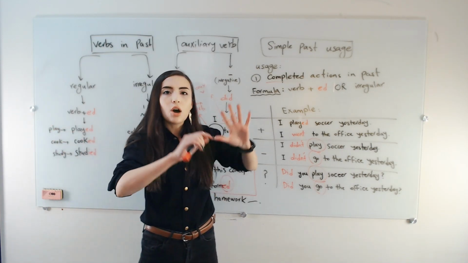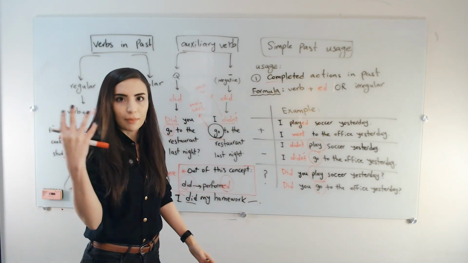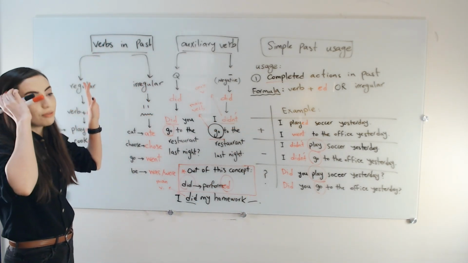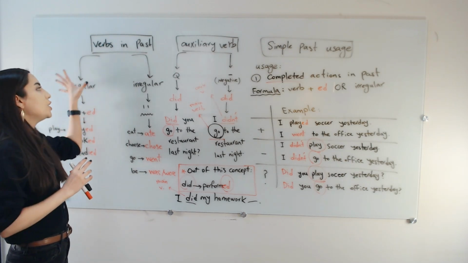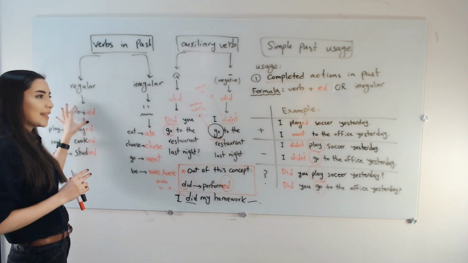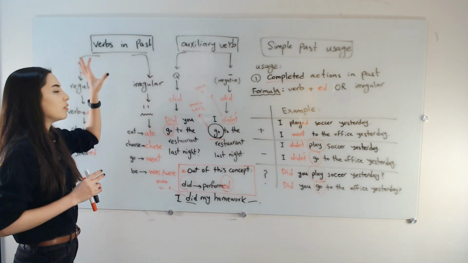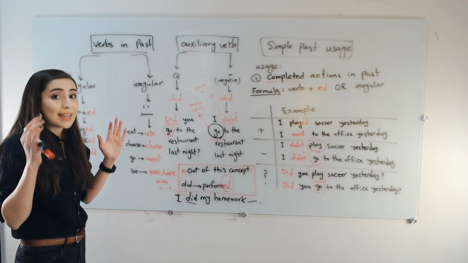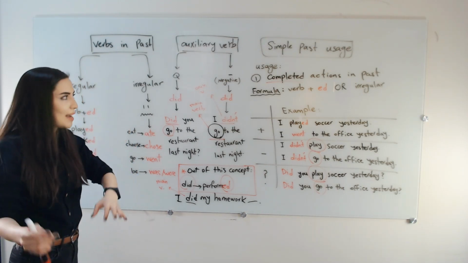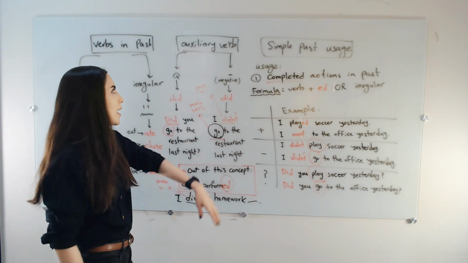So, let's go for a quick summary of what we learned today. First off, we learned that verbs in the past are in two forms, regular and irregular. In the regular, we add ed to the verb. In the irregular, you have to memorize them. And I will give you a complete list in the caption as a file to be downloaded for you. So don't forget to get that.